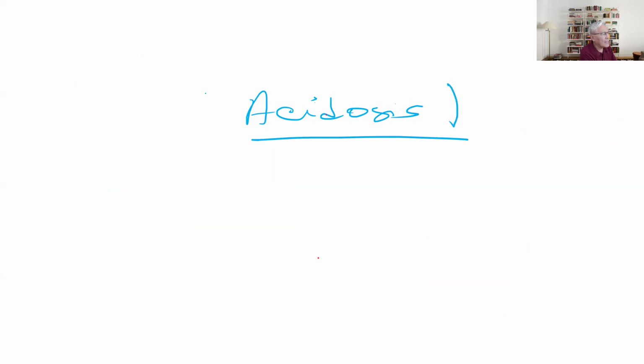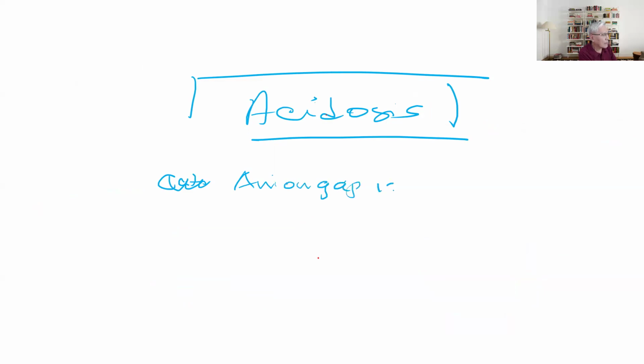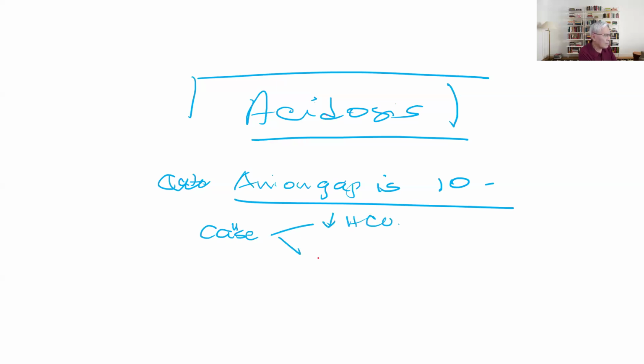So let me just explain that further. So supposing you did a blood test, and the patient finding is that the patient has acidosis. Okay. And now your anion gap is 10. What is the cause? Is it a decrease in bicarb or an increase in acids?